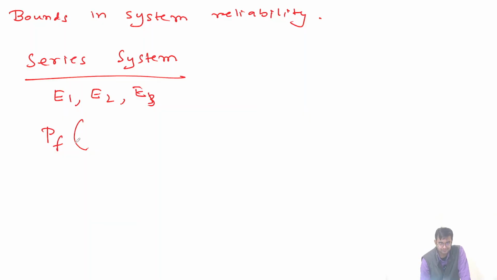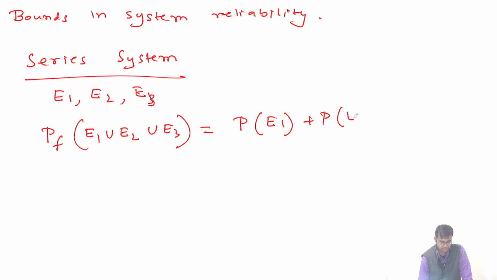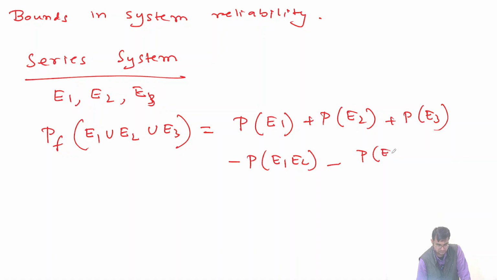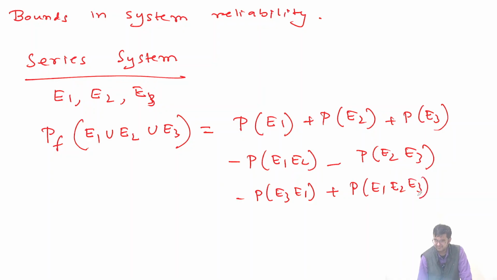Union, not plus. Plus only happens when they are disjoint. The probability of E1 union E2 union E3 is equal to probability of E1 plus probability of E2 plus probability of E3 minus the pairwise intersection terms, then plus the triple intersection. Right, all of you know about this, right? Nothing new. Correct.